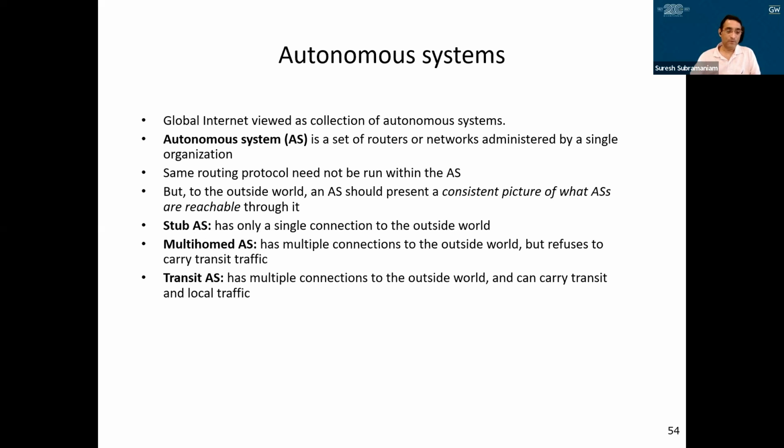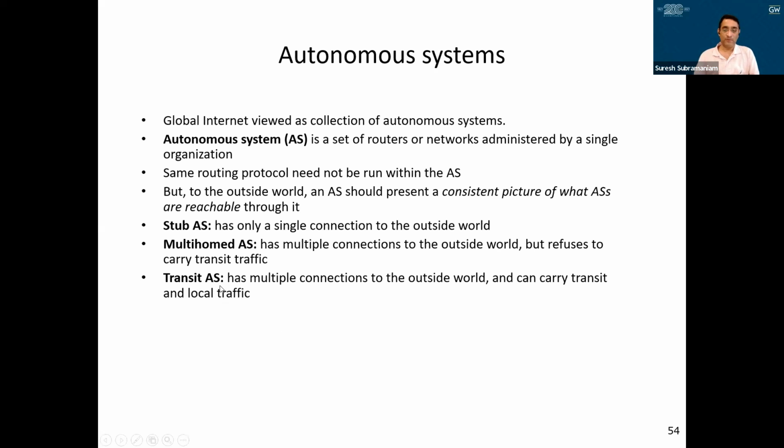Then the third kind of autonomous system is called a transit autonomous system. A transit autonomous system is connected to multiple other autonomous systems, and they can carry transit traffic as well as local traffic. Transit traffic means traffic that is coming from some other system and going to some other system. So it's passing through.